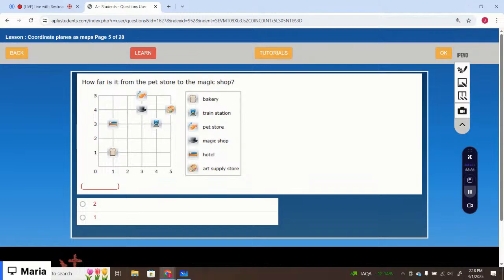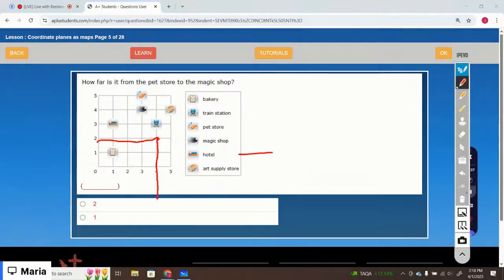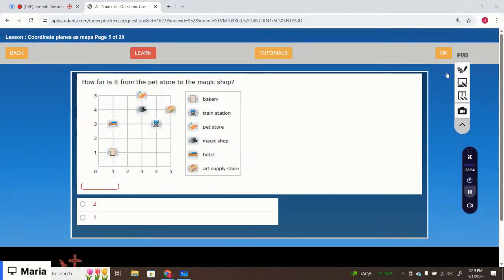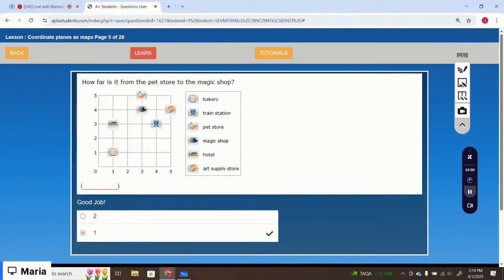How far is it from the pet store to magic shop? Here is pet store and here is magic store. From pet store to magic shop, that is just 1 minute away. The correct option is one. Option number two is the correct option.